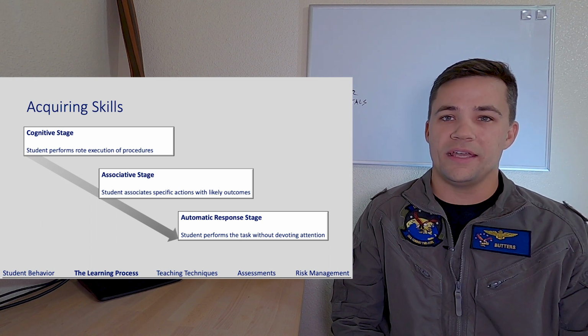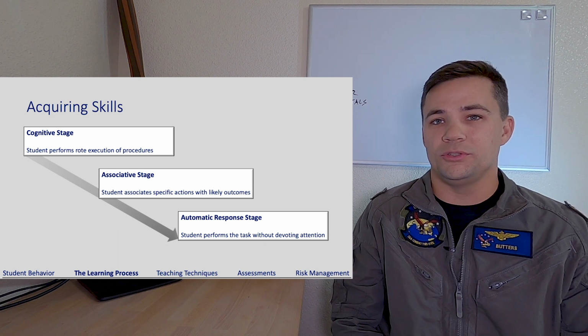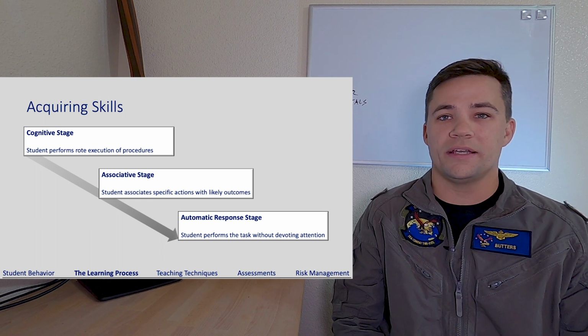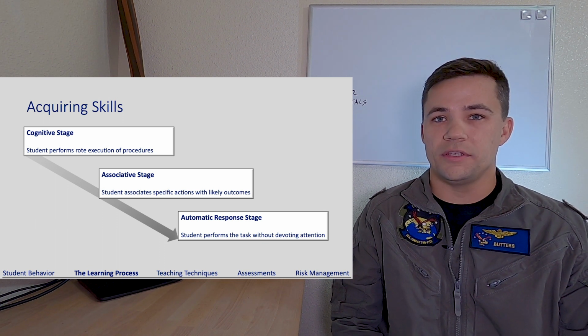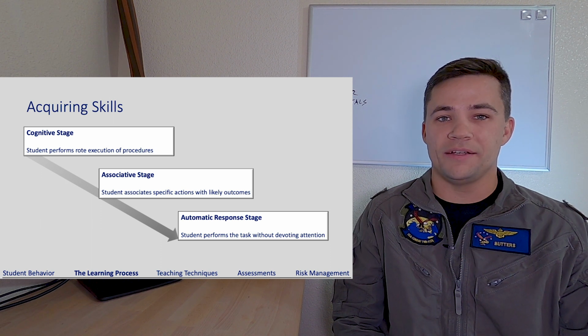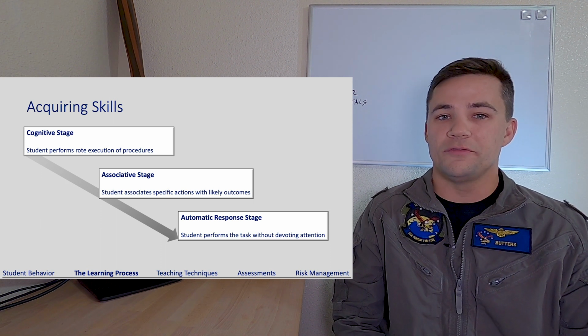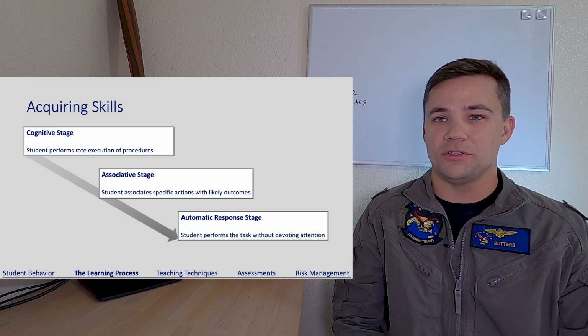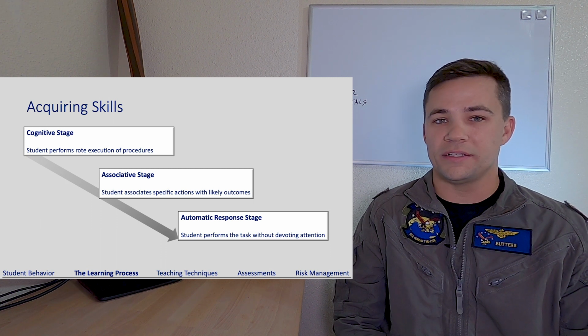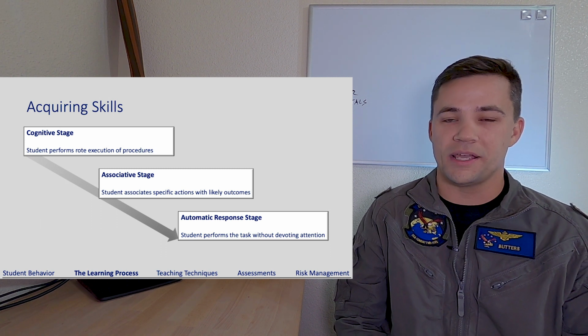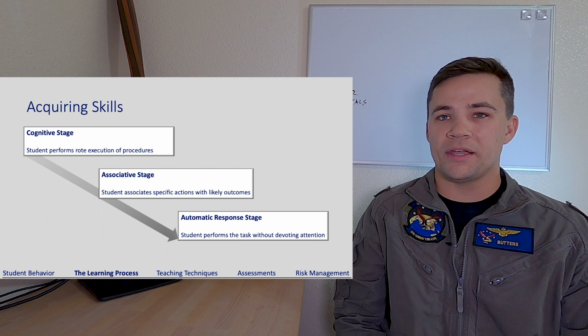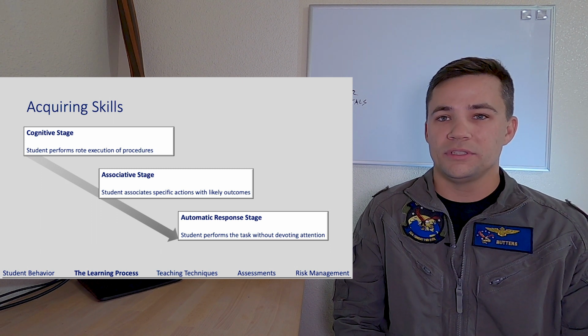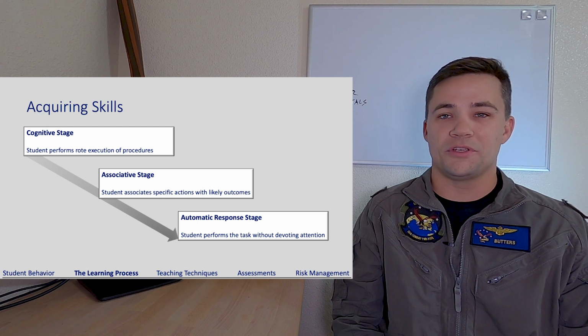So that cognitive stage is a student able to perform a rote execution of procedures. There's the prescriptive outline of how to execute the procedure from the pub, and they're able to just do it exactly as described. And that might be setting the nose up 8 to 10 degrees, reducing collective to a 300 foot per minute rate of descent, whatever it might be, but they're just doing that. They don't necessarily understand what it's going to produce, how it's going to turn out.